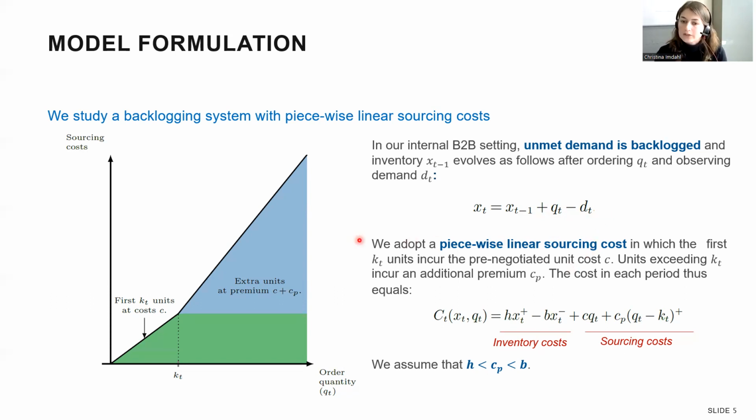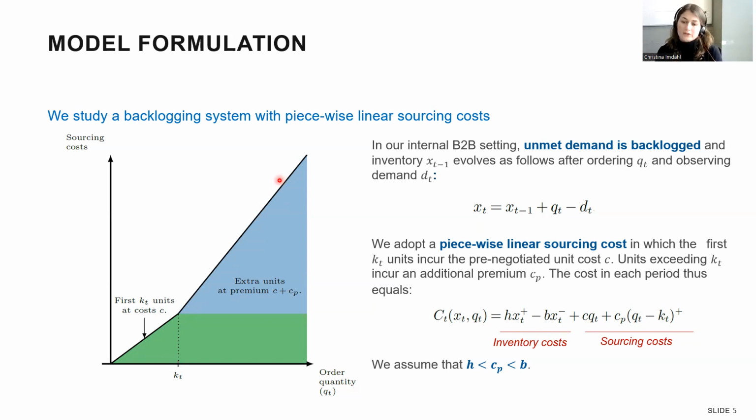For this, we adopt a piecewise linear sourcing cost. The costs that we formulate consist of the inventory costs, that is inventory holding costs and inventory back order costs per unit, B. And then in addition to that, we have a standard transportation fee that we need to pay for every unit that we source below the capacity. And then we need to pay the standard fee plus a cost premium for every unit that we source above the capacity.